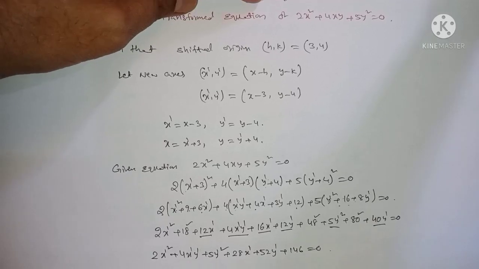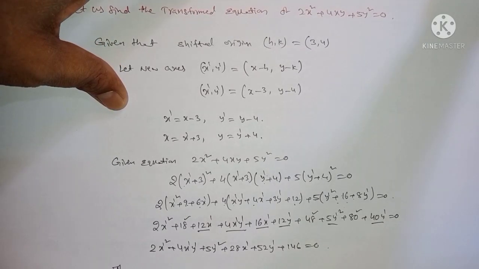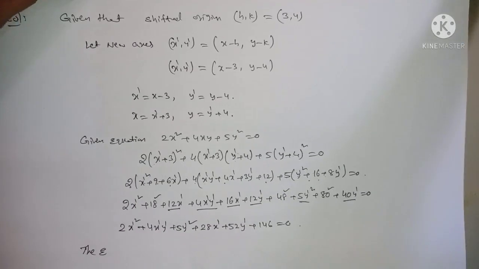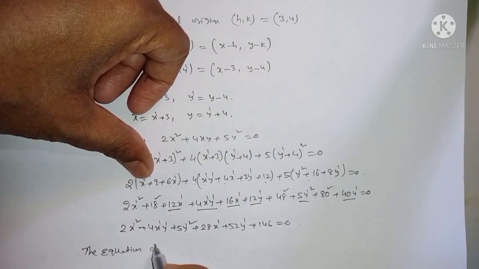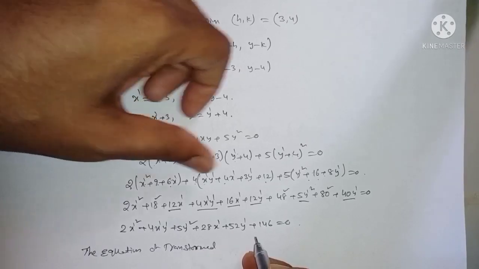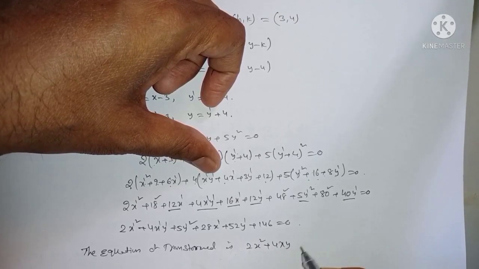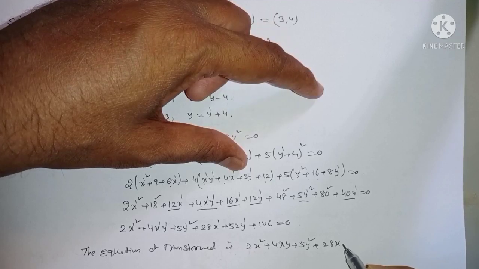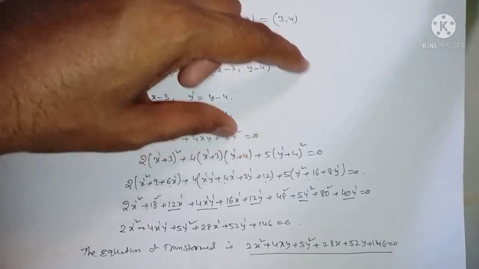Therefore the equation you can write here, the equation of the transformed conic is 2x² + 4xy + 5y² + 28x + 52y + 146 = 0. This is the equation.